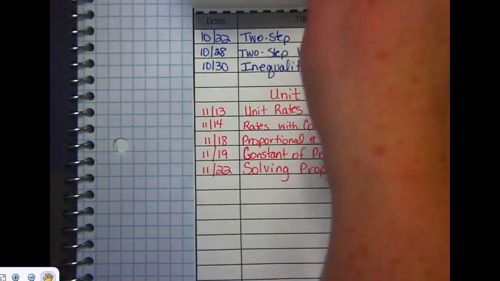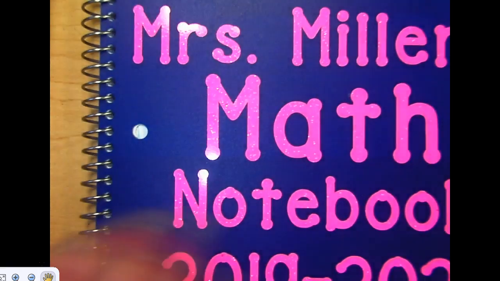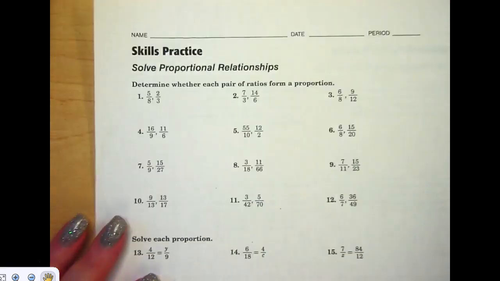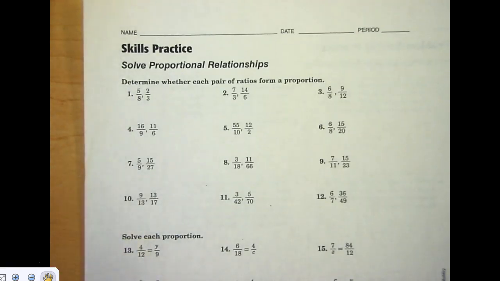All right, so let's take a look at the skills practice. Put your name on the top of the skills practice. I feel like I shouldn't have to say that to 7th graders, but in my experience, I do still need to say that. Put your name on it right now if it's not already there. That means you. Put your name on it if it's not already there.